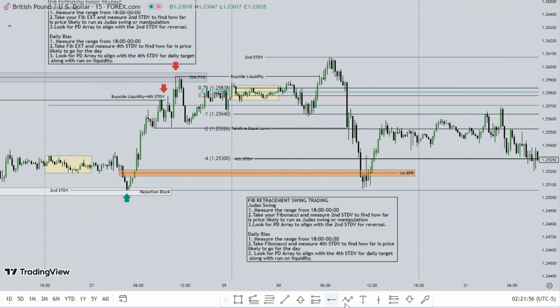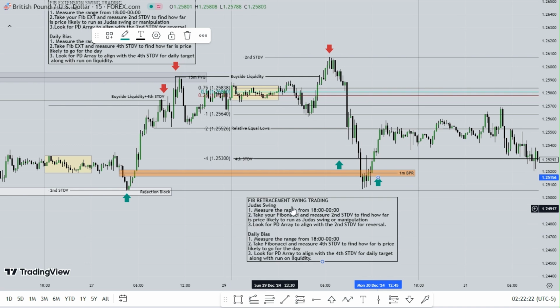So you can take your sell here if you want to swing trade. You can take your sell from this Judas swing here, and your exit is going to be either at the fourth standard deviation right at the tick, or you can take your partials at a PD array that's below the standard deviation.